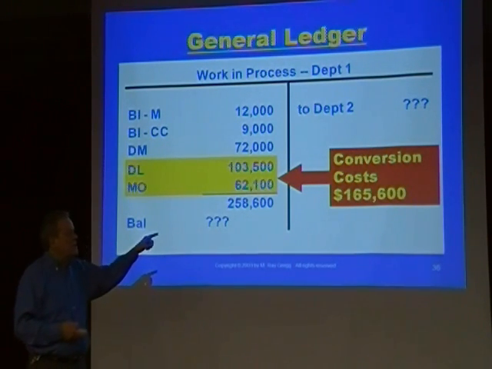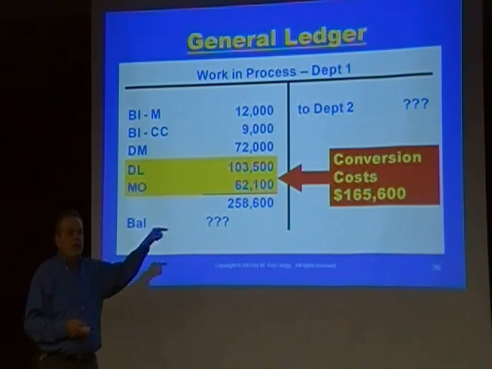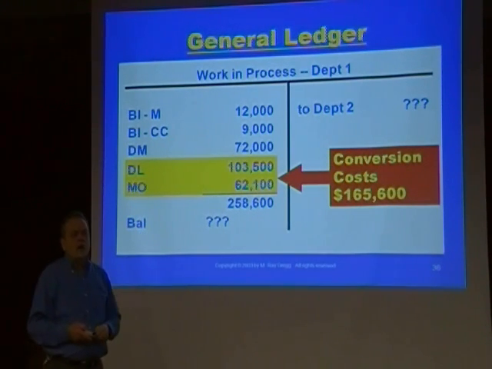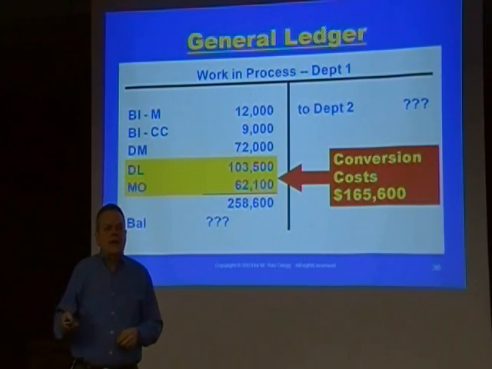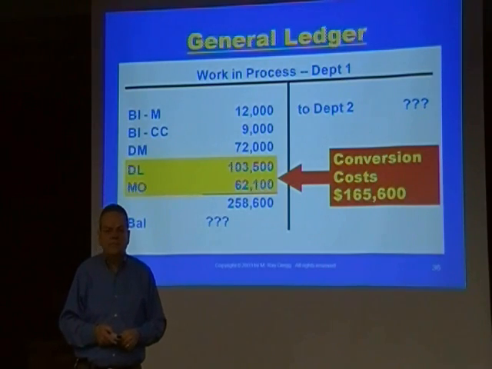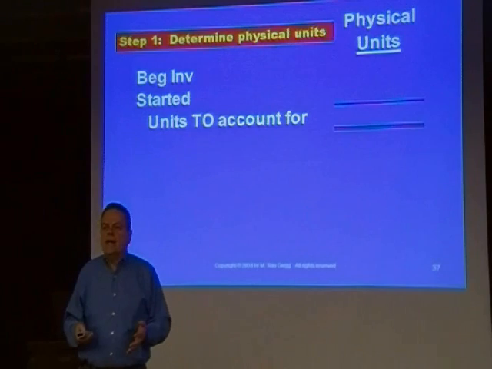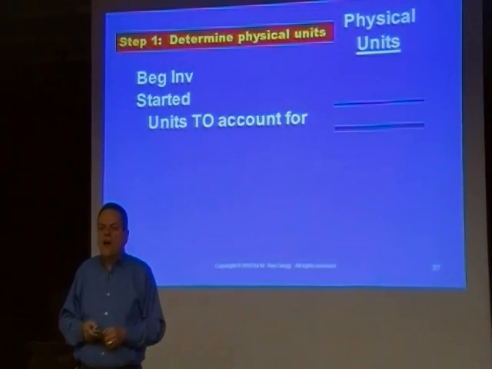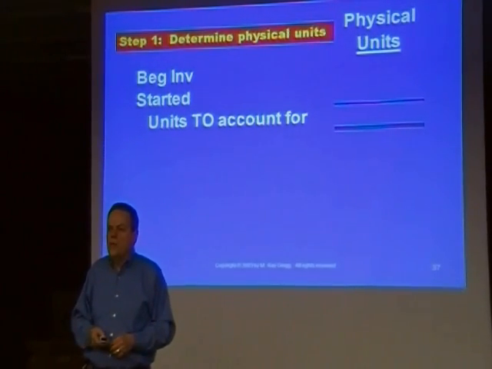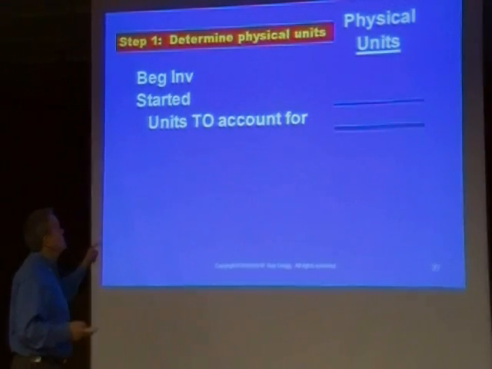Conversion costs are 165.6. If you had no calculator, jot that in your notes. We're going to use that number later. I'd like for you to know where it came from. So, earlier today, you heard me say step 1 is to find the physical units on which we work. Let's find those physical units.